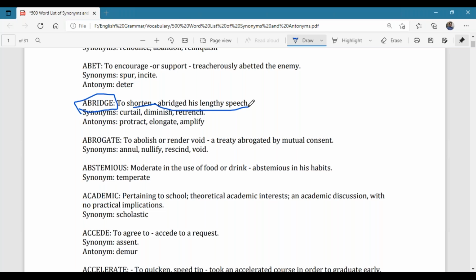Abridged in the sense he shortened because the audience felt bored or something. So that's the reason he reduced the speech. Abridged means to shorten. Okay. And the synonyms for this are curtail, diminish, retrench, and there are also many other words.